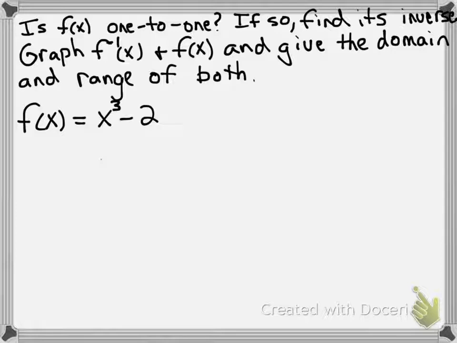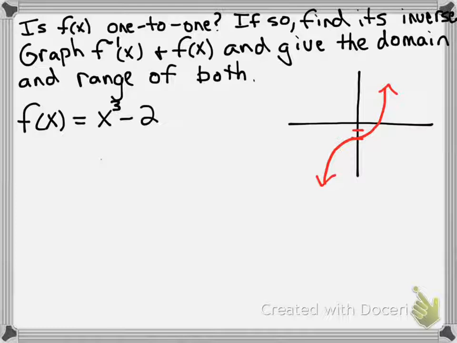This is a cubic function that's been shifted down by 2, so the graph of this cubic function would look basically like this. Start down here, cross at -2 and go up. So it looks like it passes both the horizontal and the vertical line test. So we can go ahead and find its inverse.